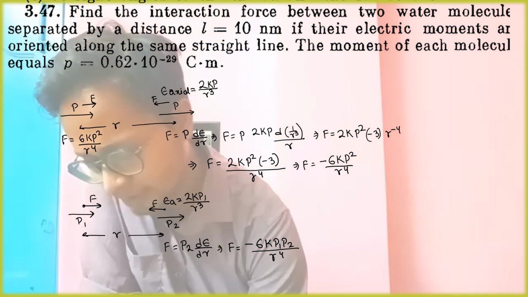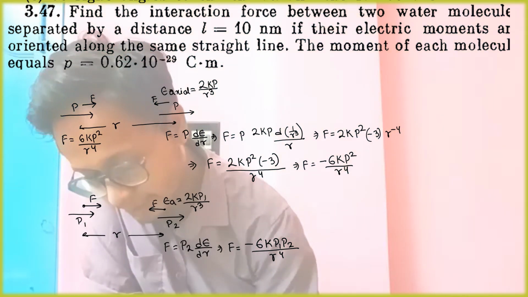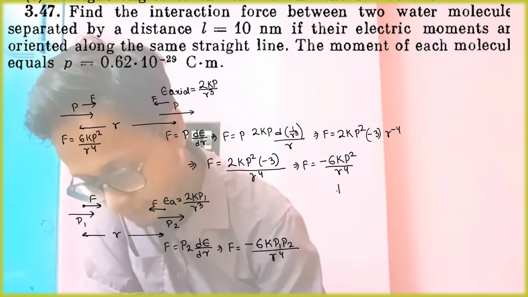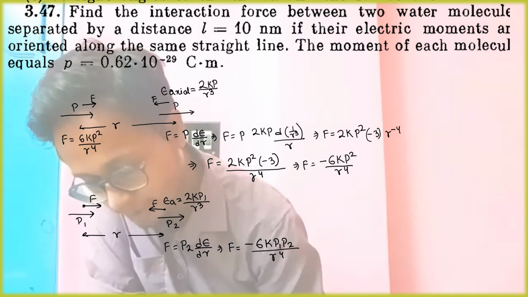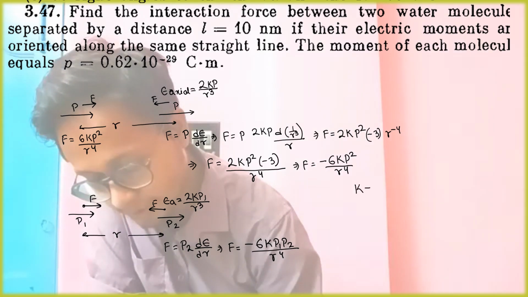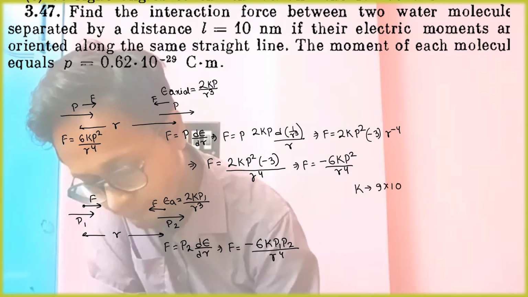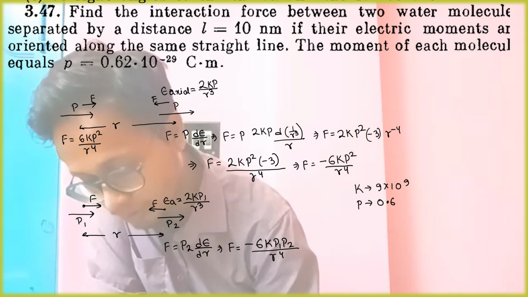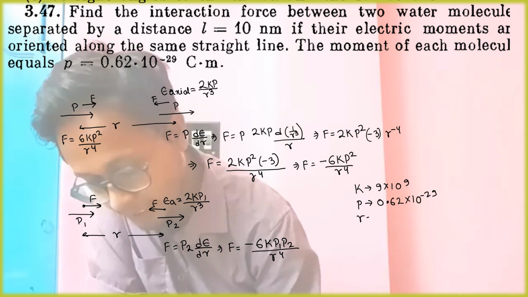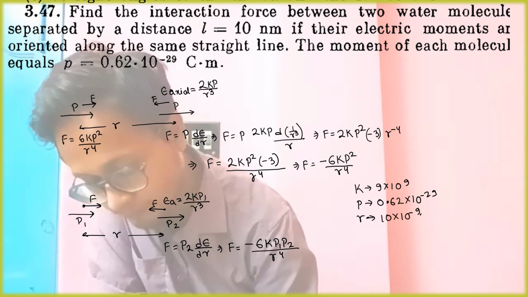Now just put the value of k. K is equals to 9 into 10 to the power 9. Put all the values as given in the question and find out the answer. K out here is nothing but 9 into 10 to the power 9. P is given as 0.62 into 10 to the power minus 29. R is given as 10 nanometer, or is equals to 10 into 10 to the power minus 9 meter.